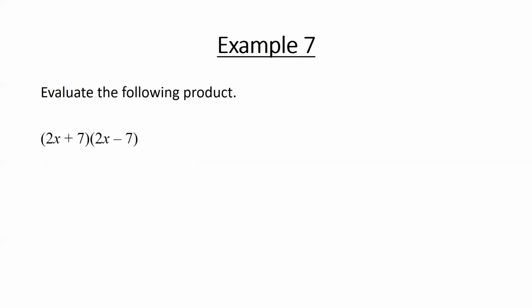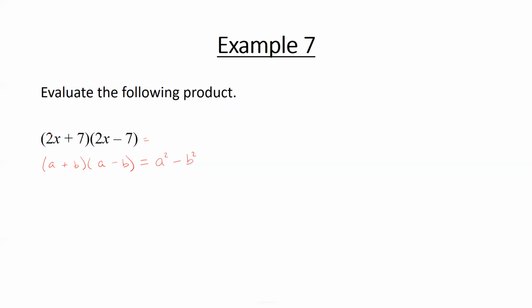2x plus 7 multiplied by 2x minus 7. Again, nothing's preventing you from doing all of the distributing, but if you recognize that what you're multiplying is something of the form a plus b times a minus b, notice that the 2x's are the same and the 7s are the same. The only difference is the plus and the minus. You know that the answer is a squared minus b squared.